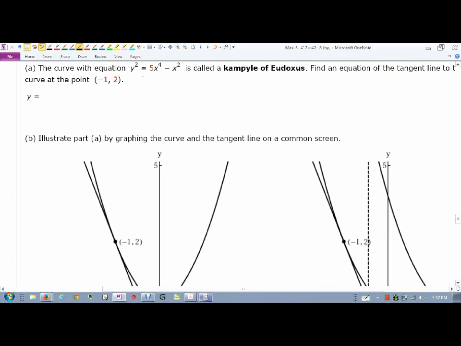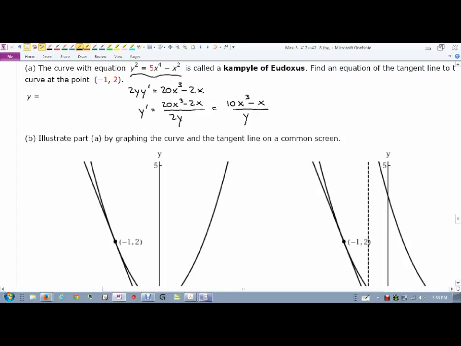Okay, so look at this, and I'm going to do implicit differentiation. We get 2y prime using the chain rule on the left side. We get 20x cubed minus 2x. And now to solve for y prime, I divide through by 2y, and that just becomes 10x cubed minus x over y, reducing everything by 2.